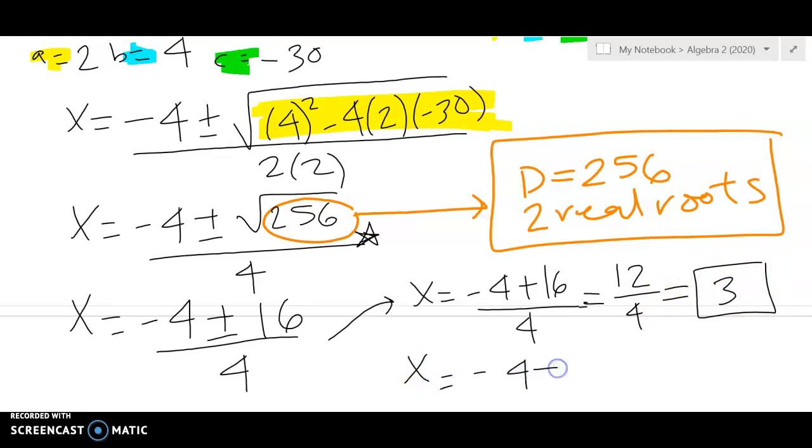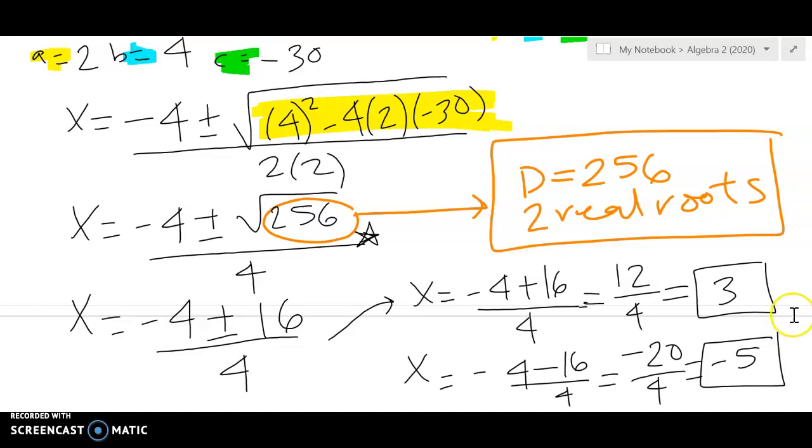Negative 4 and then the minus 16 divided by 4. On the top, I'm going to have negative 20. On the bottom, I'm going to have 4. And when I divide that, I get negative 5. And those are my 2 real roots, no imaginary in there.